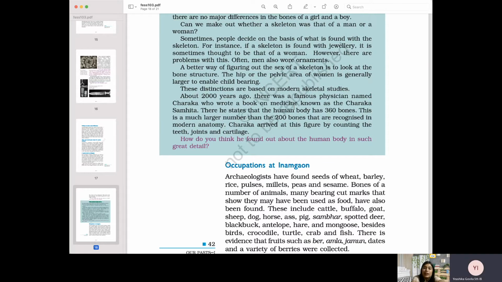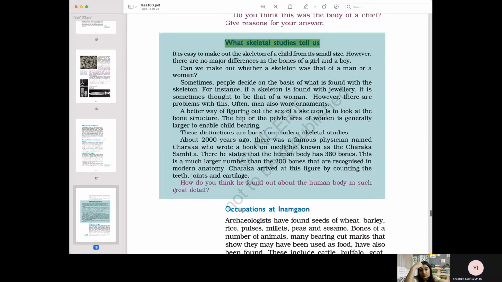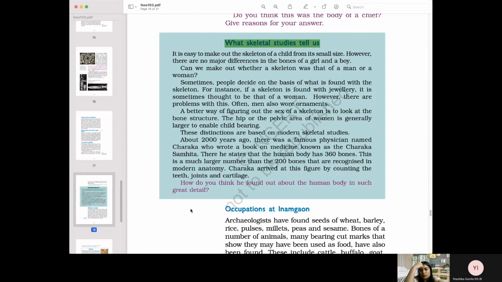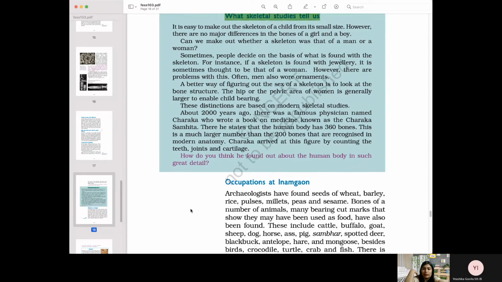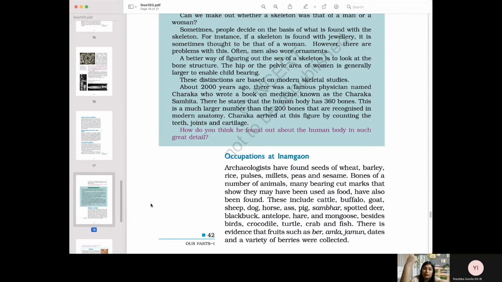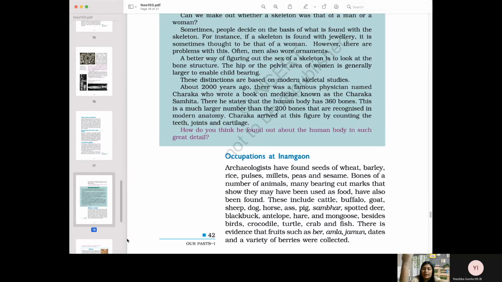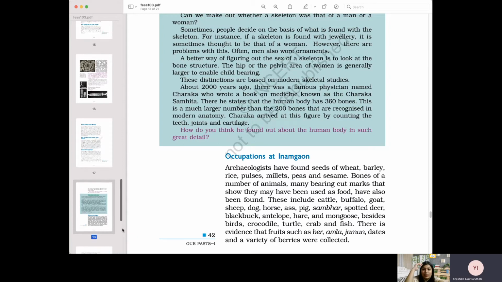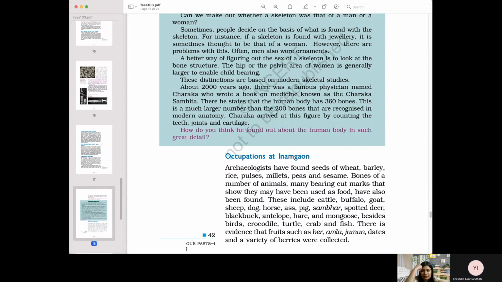Next, what they are saying, his name was Charak, and he wrote a book on medicine, where he stated that the human body had 360 bones. This is a much larger number than 200 bones as we know it today. That means maybe that time people actually had more bones. Maybe they actually had 360 bones. But at the same time, what today we feel is that he combined cartilages with joints, with teeth, and called everything bones. This is how he came to a figure of 360.